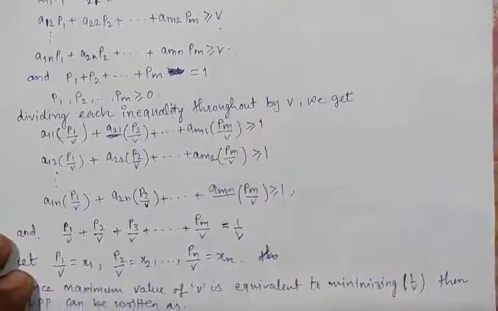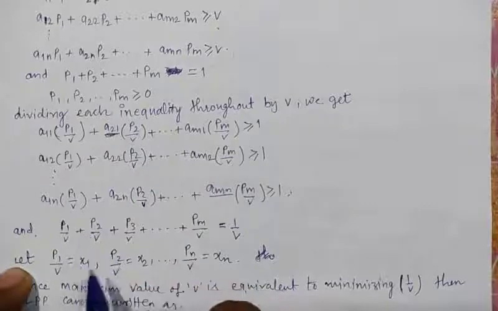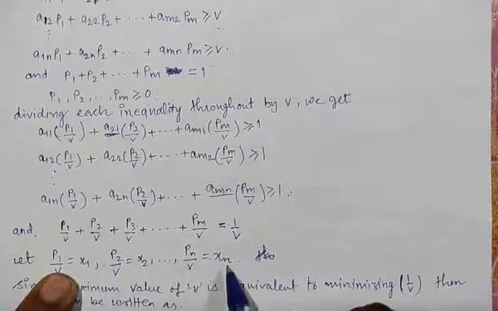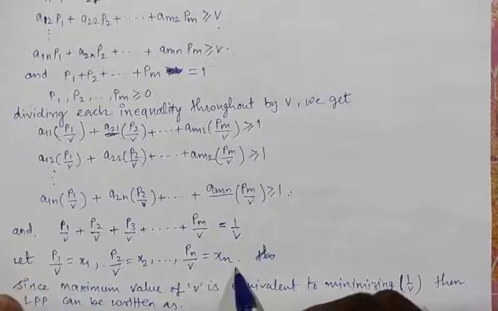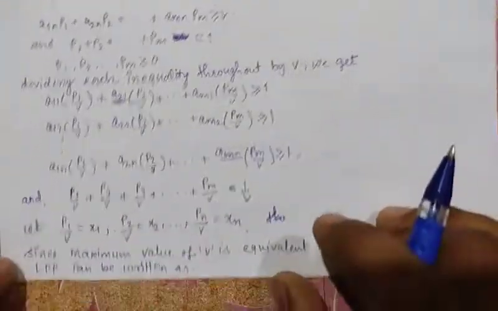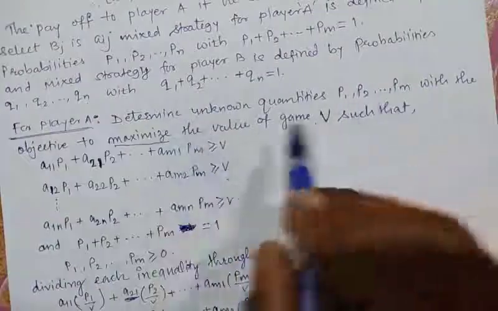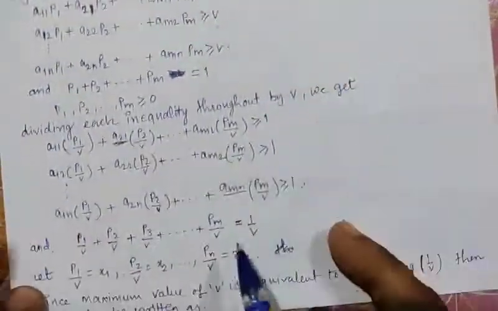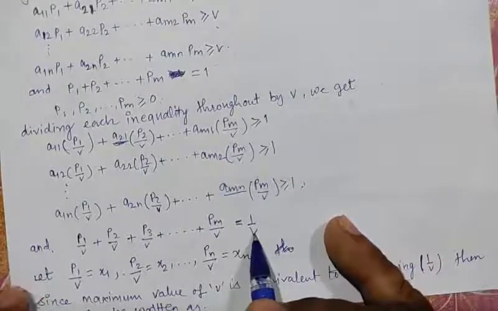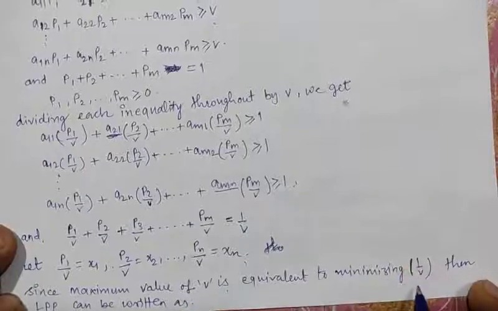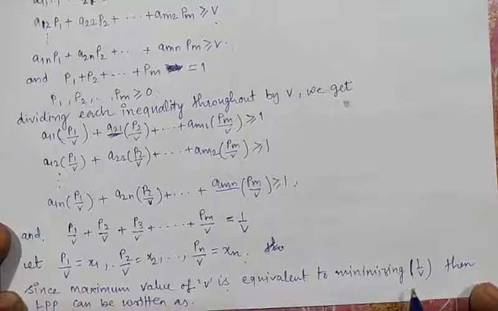Now we can substitute the value of P1 upon V as x1, P2 upon V as x2 and so on, Pm upon V as xm. Then what will we get? Since it is given that the objective V is maximized, 1 upon V will be minimized. Since the maximized value of V is equal to the minimized value of 1 upon V, the LPP can be written as follows.